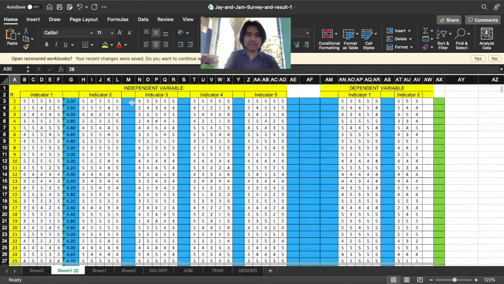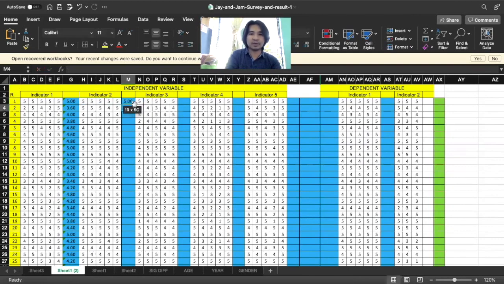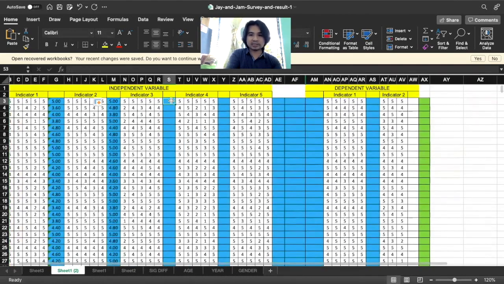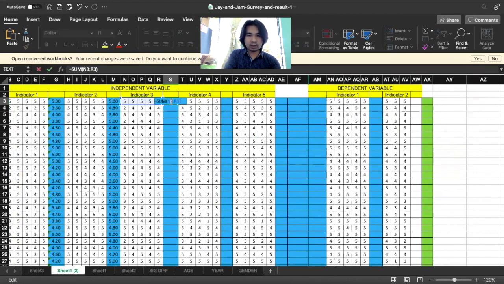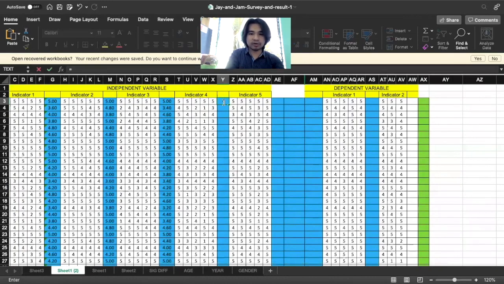So for indicator 2, we will solve for the mean again. I know for sure that you know how to solve this one, and we will divide by 5. Drag. And same, that would be divided by 5. For indicator number 4.